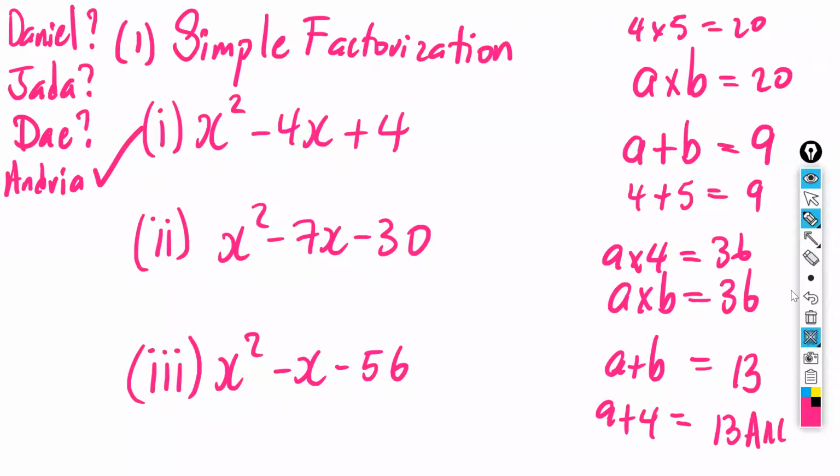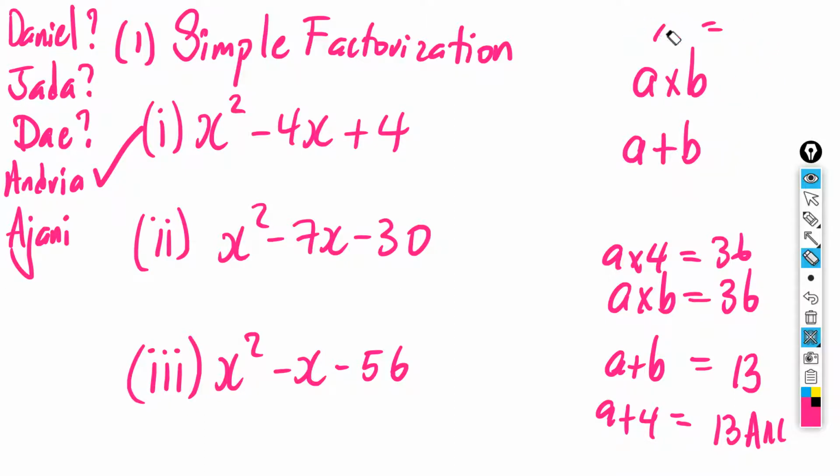These are more difficult. So let me ask different people. Ajani, help me out with the first one. Same situation, Ajani. I need 2 numbers that when I multiply will give me positive 4. But when I add the 2 numbers, it's supposed to give me negative 4.